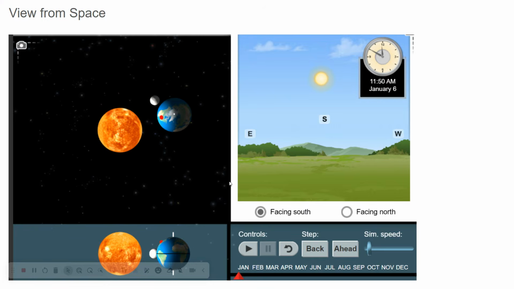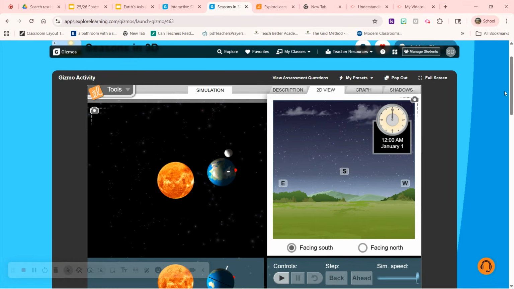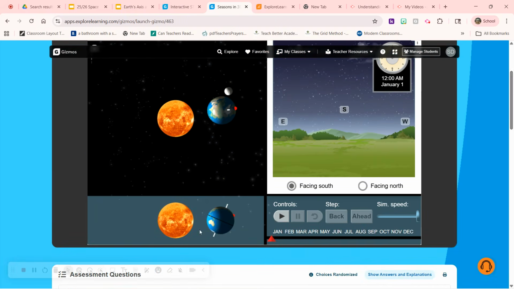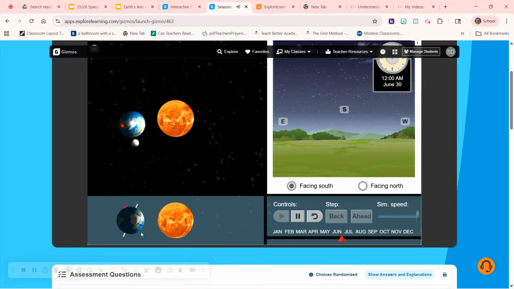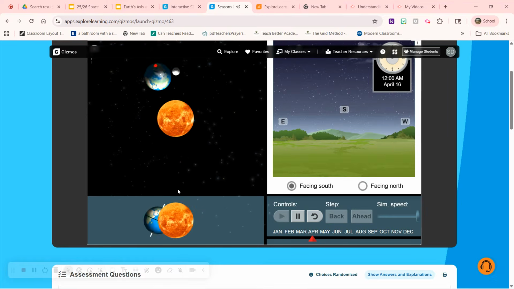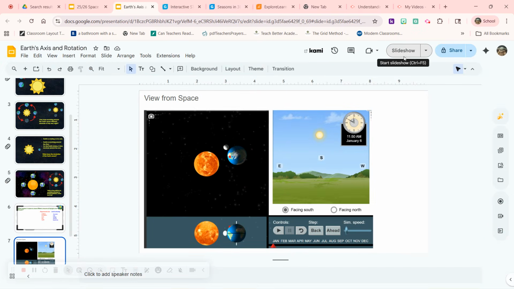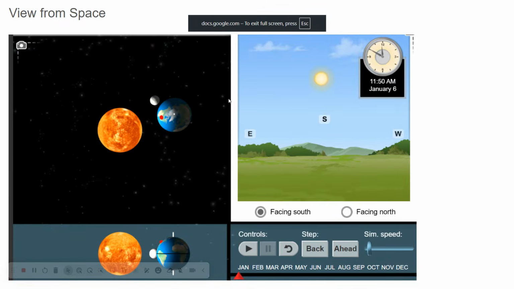You can go back to Gizmos. When you go back to Gizmos, especially this bottom part, which we didn't pay a whole lot of attention to, if you have the sim speed way up, you can watch the revolution of the Earth around. See that? The whole thing. Do it again, and think about what seasons you think each one is. You can see the seasons up here, and you can see the light up here. So Gizmos is one way you can practice, if you want more ideas on how to diagram it.